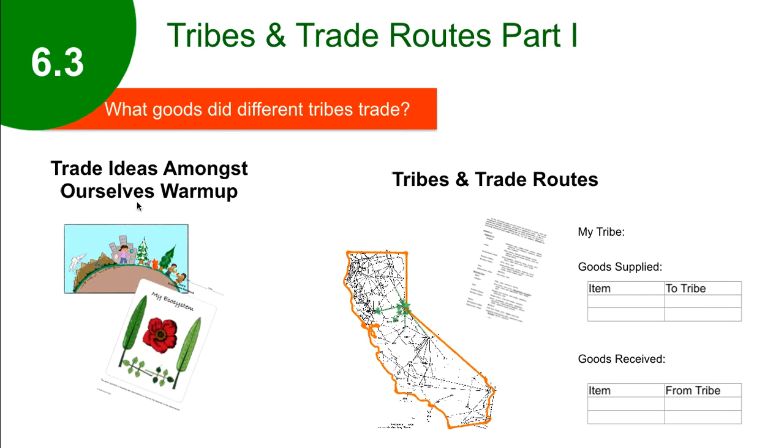We start 6.3 by trading our ecosystem notebook covers, sharing why we decided to decorate it the way we did. Then, students figure out what goods different tribes traded. Once we assign each group a tribe, they analyze its trading pattern using a provided data sheet and a worksheet.